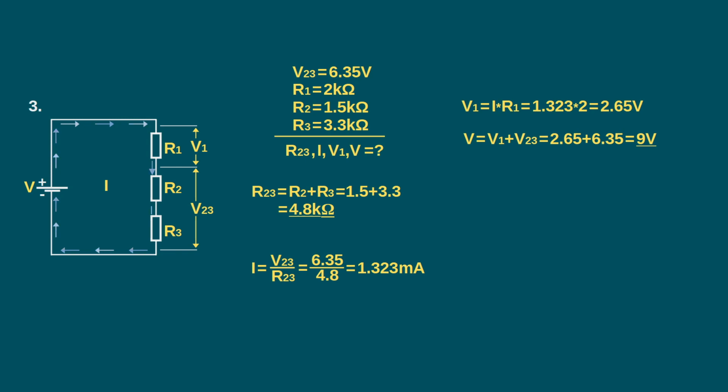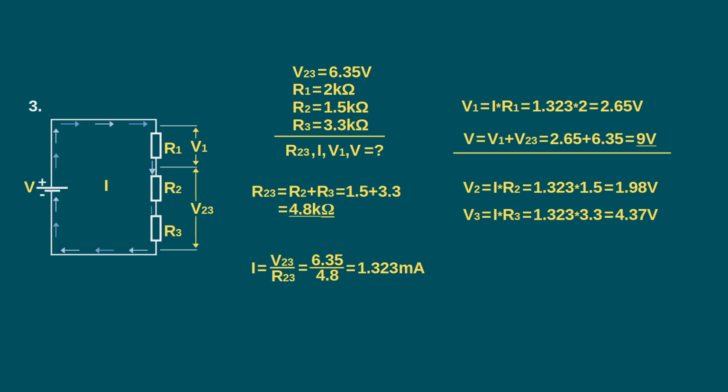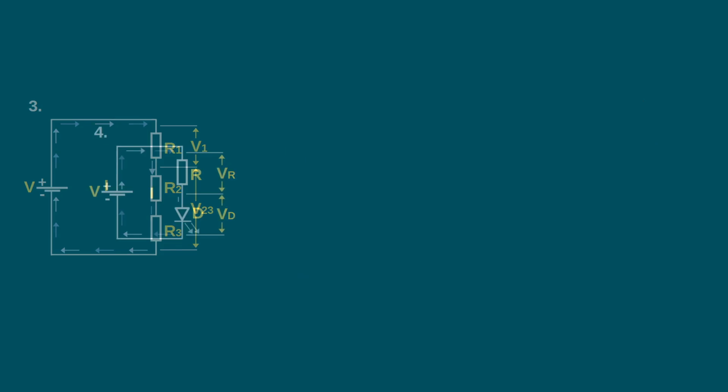If the value of the current I is known, then it is easy for us to calculate all the voltages. In this example, it is not necessary to calculate the voltages V2 and V3, but if you want to know how much they are, you can calculate them in the same way as V1. And that is it. The following 3 examples relate to the application in different electrical circuits.